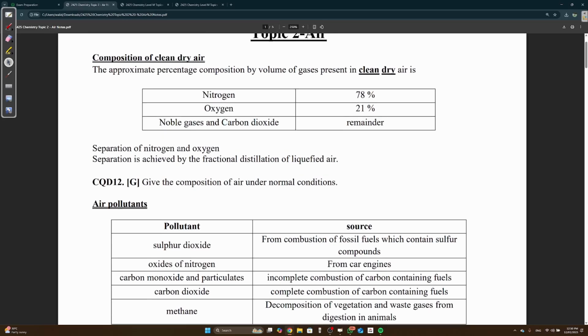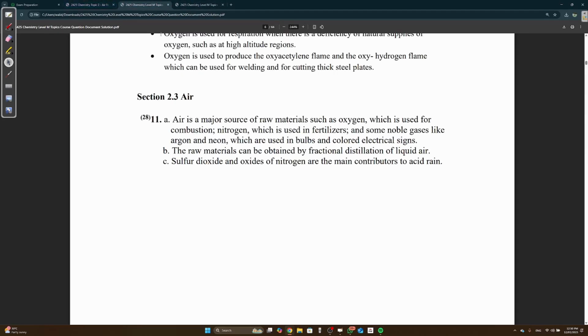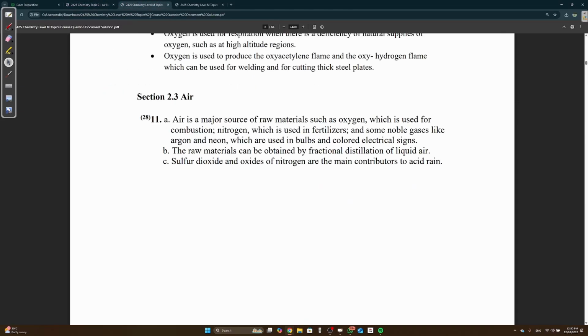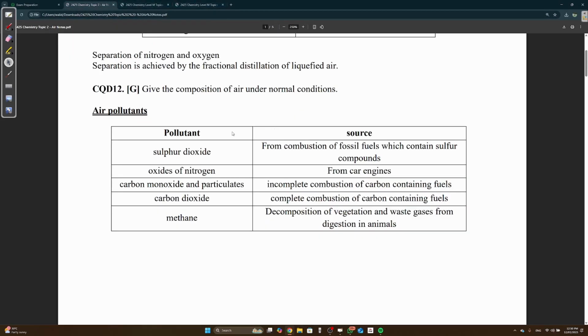Separation of nitrogen and oxygen is achieved by the fractional distillation of liquefied air. You need to know this. CQD 12: give the composition of air under natural conditions. You should know it from the notes. Apparently in the notes the answer is different from the CQD. Don't follow this one; follow this one here.